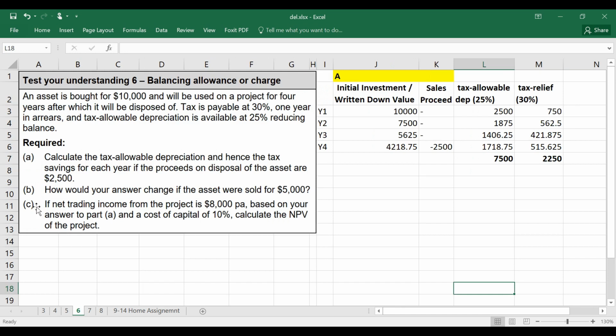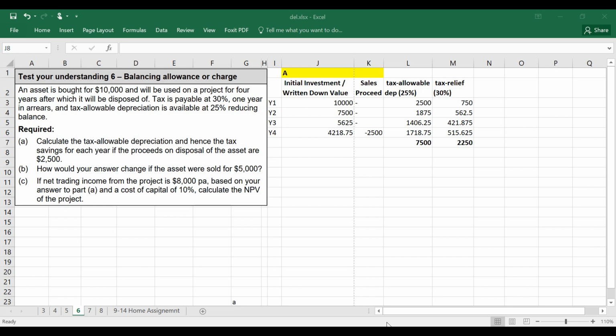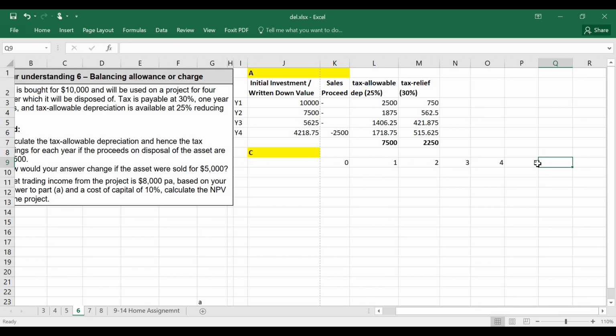Now, according to requirement number C, if net trading income for the project is $8,000 per annum, based on your answer to part A, and cost of capital 10%, calculate NPV of the project. Fine. I have slightly zoomed out so that we can see the full screen. Now we are going to solve part C of our question, and I am going to copy it and paste it here. First of all, we have to see the total number of years of our project, which is 4 years in this case. So here I have year 0, 1, 2, 3, 4 and 5. Why I have written 5 here, I will tell you shortly.